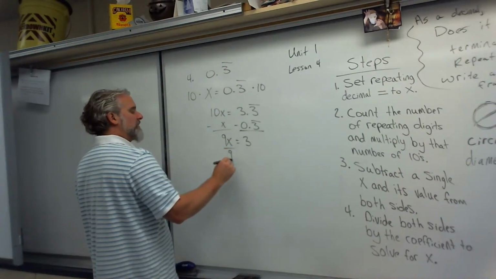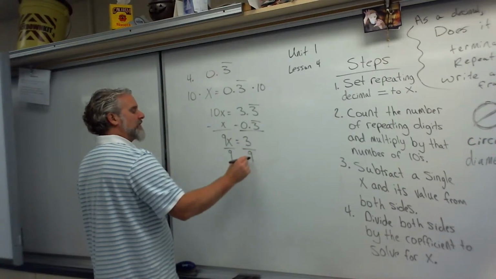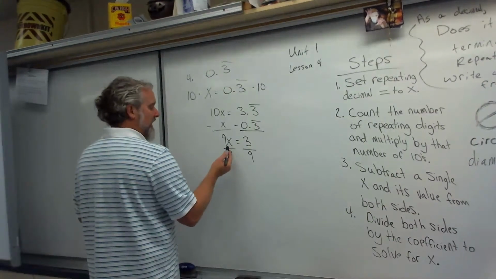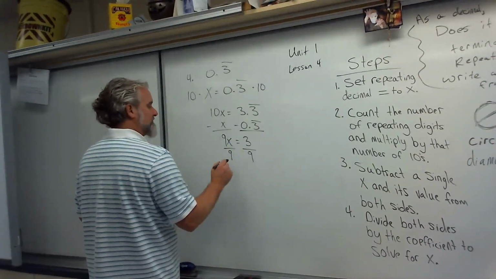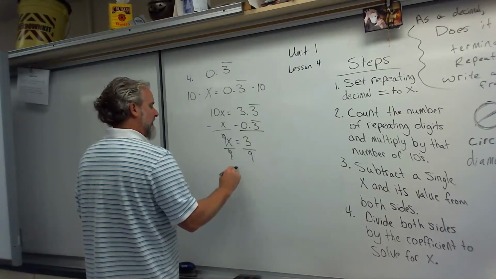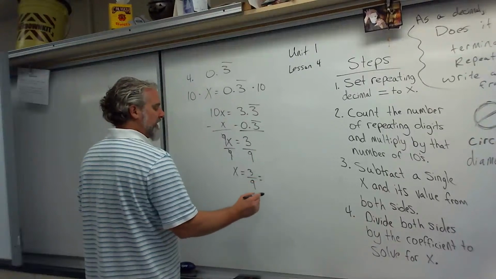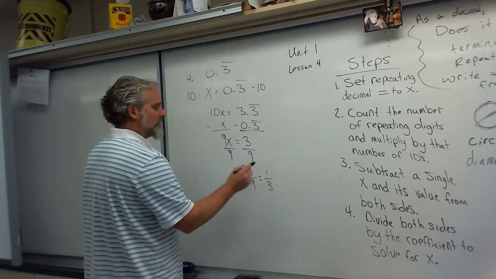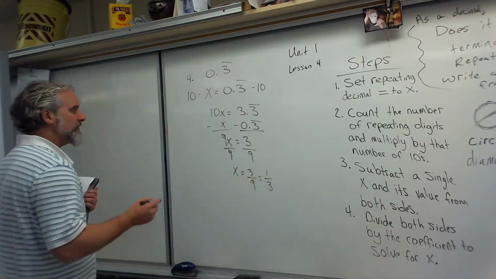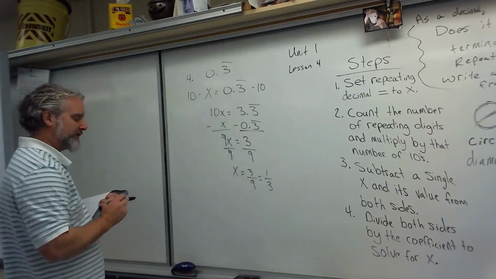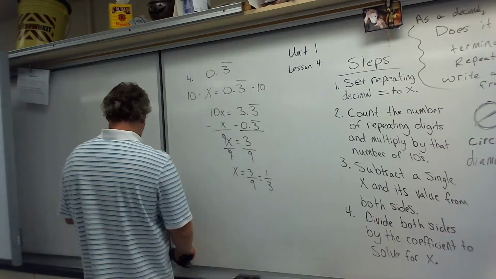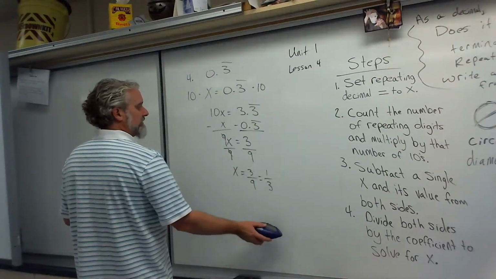Divide both sides by the coefficient of x, or in layman's terms, the value in front of the x, which is 9. And we get x equals 3/9, which can reduce down to 1/3, dividing top and bottom by 3. 1/3 is equal to 0.333 repeating. Next.